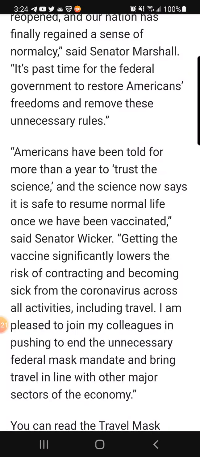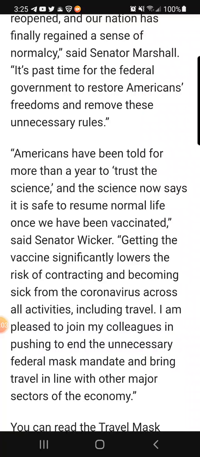Americans have been told for more than a year to trust the science, and the science now says it is safe to resume normal life. Once we have been vaccinated, said Senator Wicker, getting the vaccine significantly lowers the risk of contracting and becoming sick from the coronavirus across all activities, including travel. I am pleased to join my colleagues in pushing to end the unnecessary federal mask mandate and bring travel in line with other major sectors of the economy.